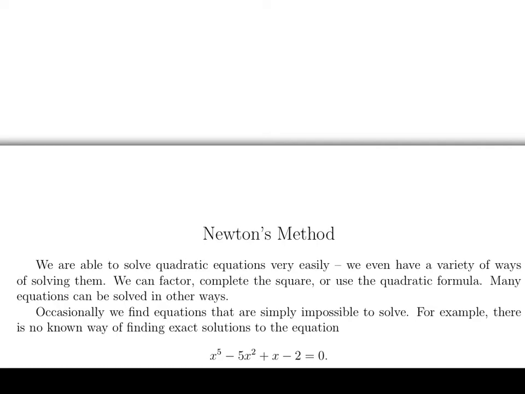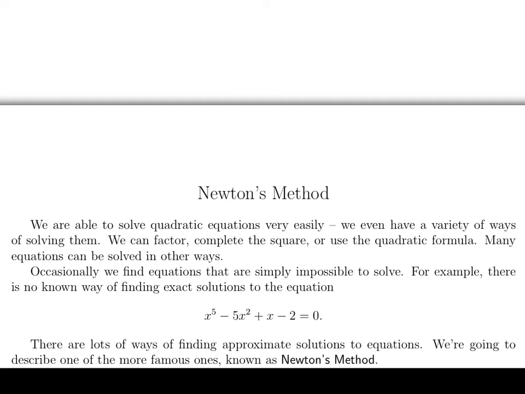However, there's all kinds of equations that are just impossible to solve, at least to come up with an exact solution. For instance, there's no way of finding exact solutions to this equation. It's a fifth-degree polynomial. There's no fifth-degree formula like there is for solving a quadratic. So instead of finding exact solutions to equations like this, we're going to try to find approximate solutions.